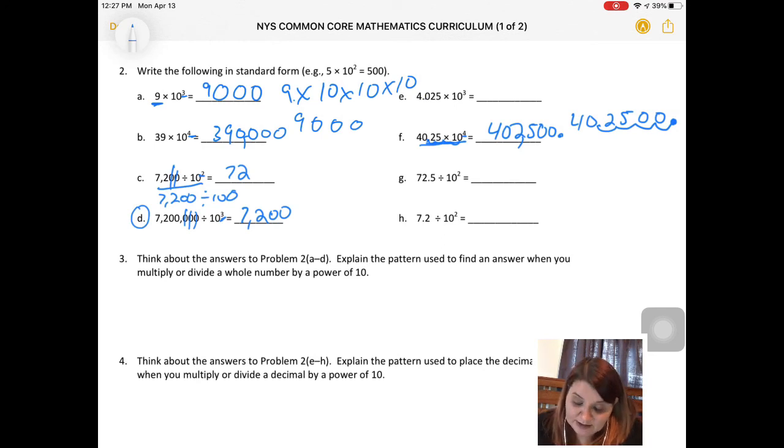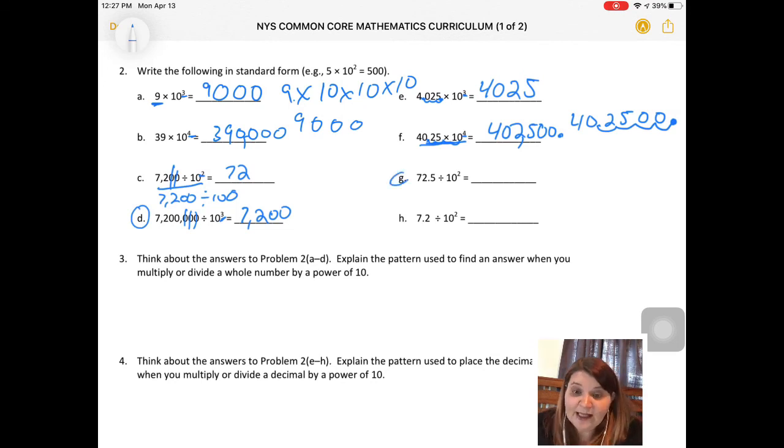The same with this top one. It's 10 to the power of 3, so we're going to move this decimal 3 place values backwards. So when you're multiplying, you want your number to get bigger. So we're going to move the decimal back so that our number gets bigger. So 1, 2, 3 would put it behind the 5, so it's going to be 4,025.